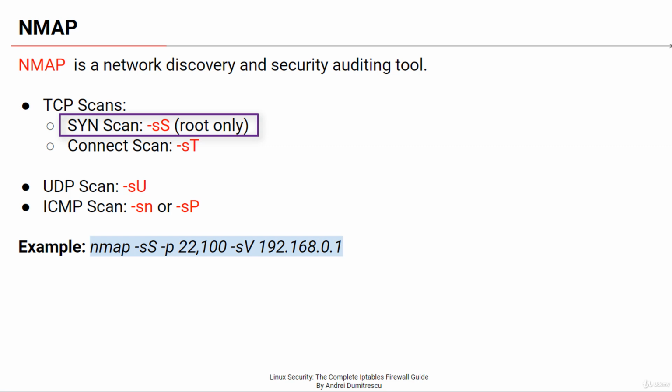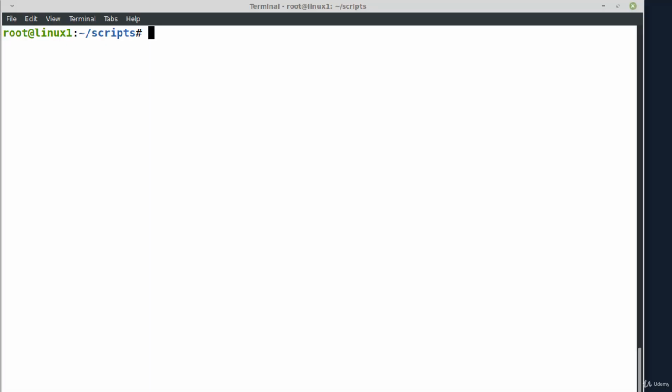Nmap sends a SYN packet as if it is going to open a real connection and then waits for a response. A SYN and an acknowledgement indicates that the port is listening, so it's open, while a reset indicates that the port is closed. If no response is received, the port is marked as filtered. Keep in mind that you need root privileges to perform this type of scan. If you don't have root privileges, you can still perform another type of TCP scanning called TCP Connect scan. Let's go to the terminal and see some examples.